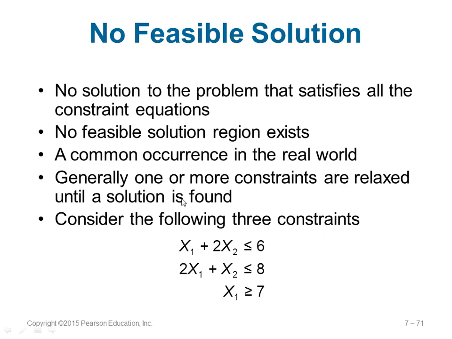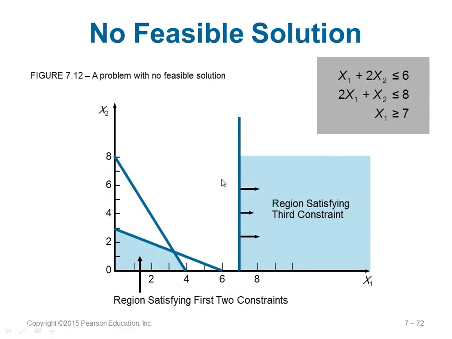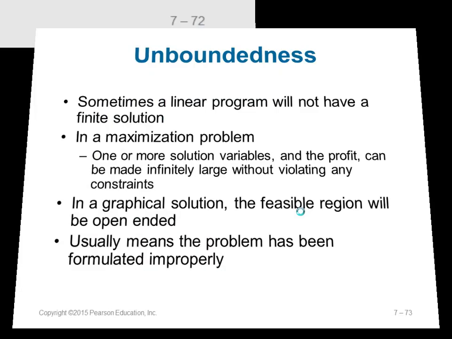So let's say you have constraints like this. If I want to put them in a graph, this is how it is. These 2 constraints meet here, and this constraint is here. So there is no common region where all the 3 constraints meet. Because remember, x1 greater than or equal to 7 should be here, and all the others are less than, so they won't meet. So this is not feasible.